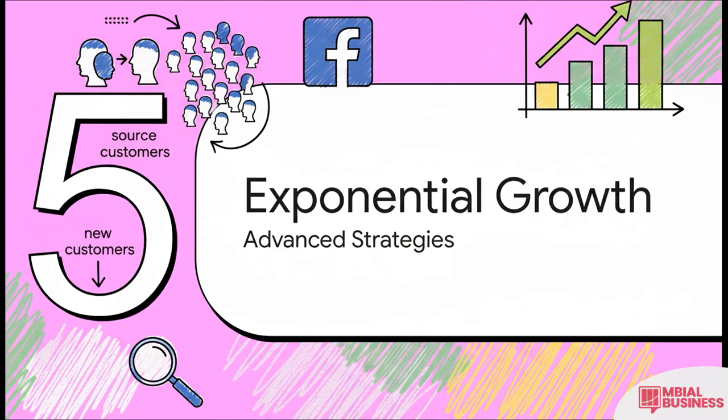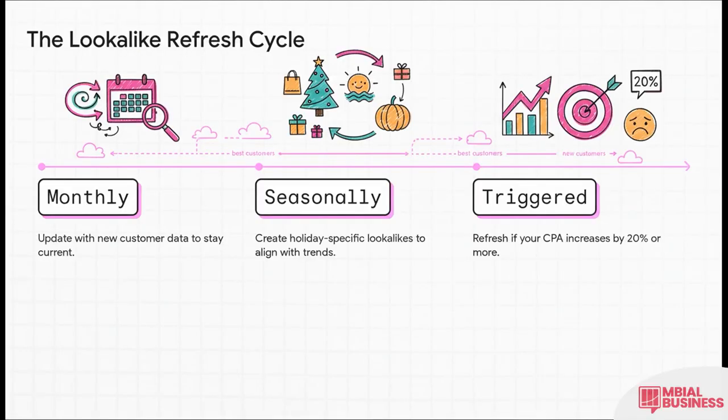All right, so once you've mastered the fundamentals and you're avoiding those common mistakes, then you can move on to the really advanced stuff, the strategies that truly unlock exponential growth. Look, an audience is not a set it and forget it kind of thing. It's a living asset. You should be doing a monthly refresh with new customer data to keep your targeting sharp. A seasonal refresh is also key, so you can find people who look like your Black Friday shoppers, not your January shoppers. And that performance trigger? That's your early warning system. If your cost per acquisition starts creeping up by 20% or more, that's your signal that audience fatigue is setting in and it is time for an update.